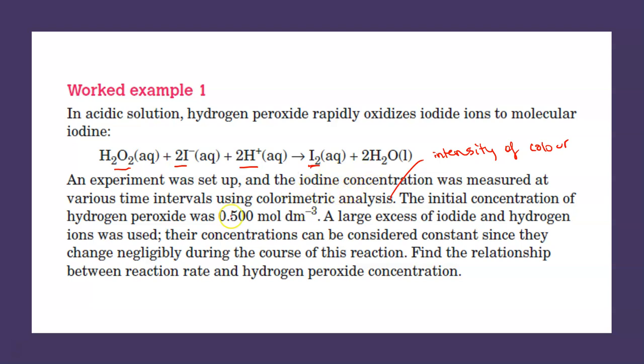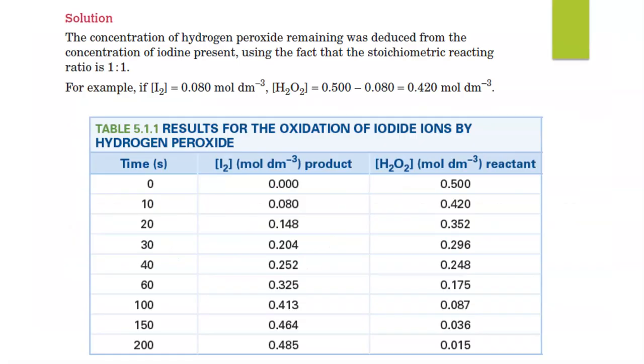We're starting with an initial concentration of peroxide of 0.5 and everything else is in excess, which means that our limiting reagent is the hydrogen peroxide. Because everything else is in excess, their concentrations can be considered constant because the change in concentration won't impact the rate. It's going to change negligibly during the reaction. So we want to find the relationship between the reaction rate and hydrogen peroxide concentration. By keeping everything else in excess, it's only going to be the concentration of hydrogen peroxide that affects this. So we set up a data table.